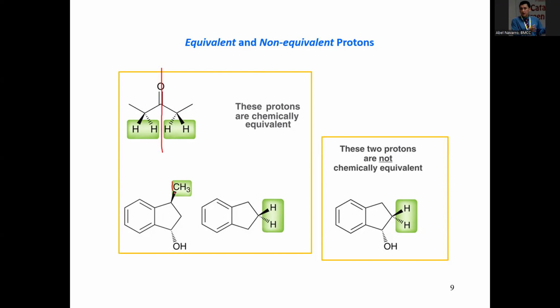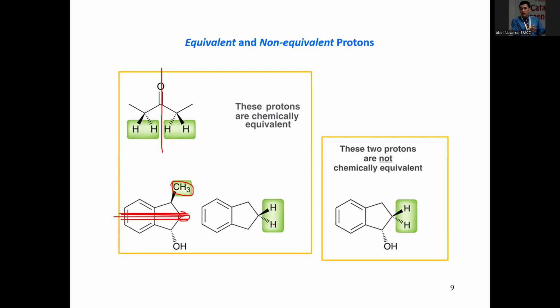Here, professor, that CH3, are they equivalent? Yes. Any CH3s, they are always equivalent. Okay. What about the CH2? Yeah, the hydrogens of that CH2 are not going to be equivalent, but they are not asking us that, right? They're asking us about the green boxes.